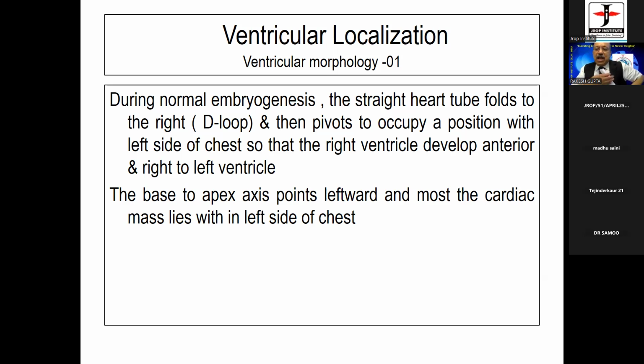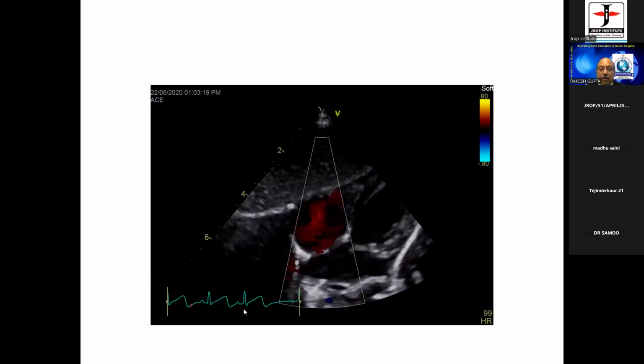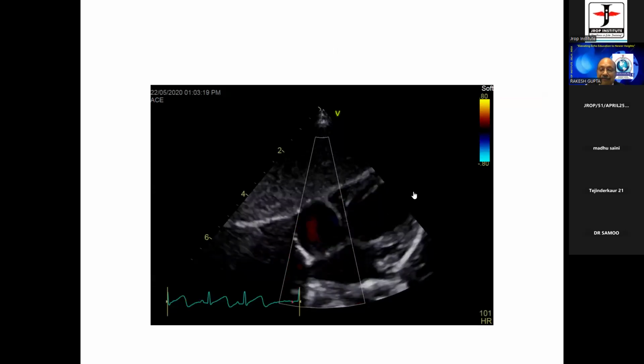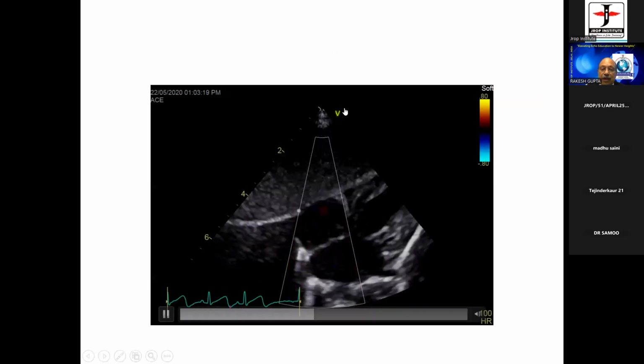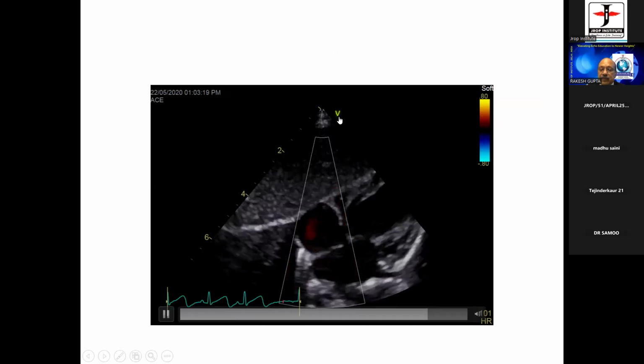So what will happen? RV and RA will be anterior, and LV and LA will be posterior. But how do you see this in pictures? Whenever I open my subcostal window, my LV apex should be on the right hand side. And look at this marker. This marker should always be on the left hand side of the machine.